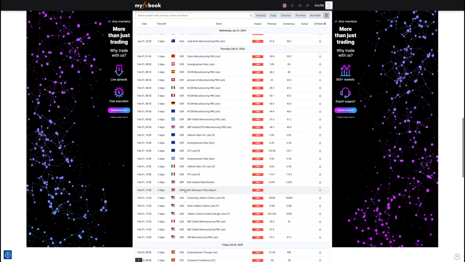Inflation. Okay, BOE interest rate decision on GBP. So that's a good interest rate to keep an eye on. Yeah, it's good to keep an eye on this BOE. The pound could be wild. So BOE interest rate, this part here.